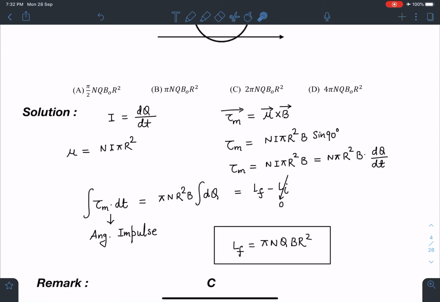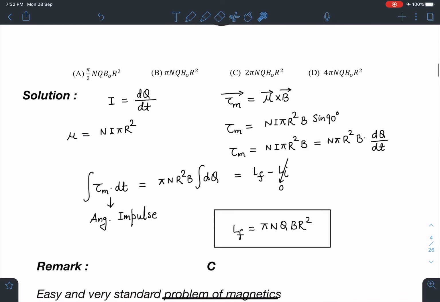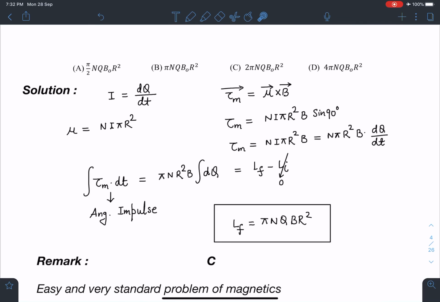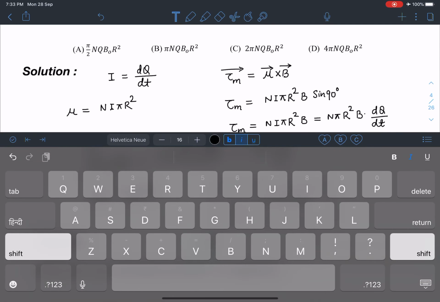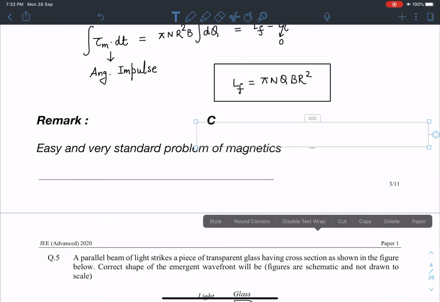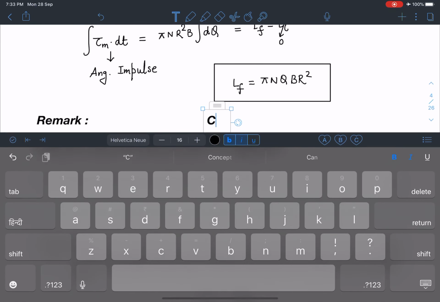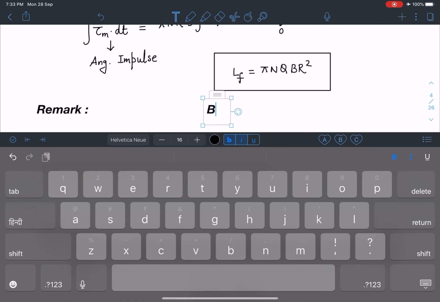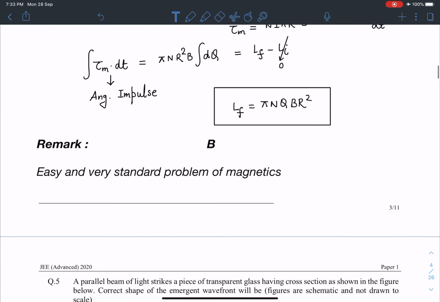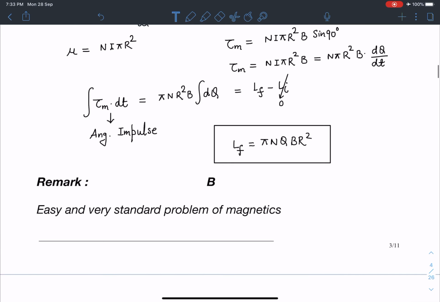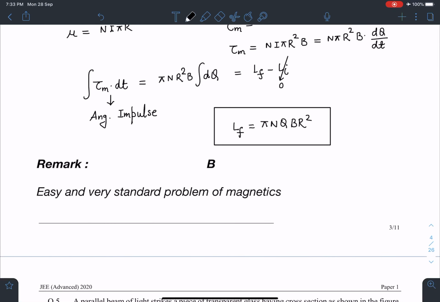Option C is the... option B is the right answer here. Option B, let me correct it. Option B is the right answer for it. Okay, so it's an easy and very standard problem of magnetics. Let's move to the next problem.